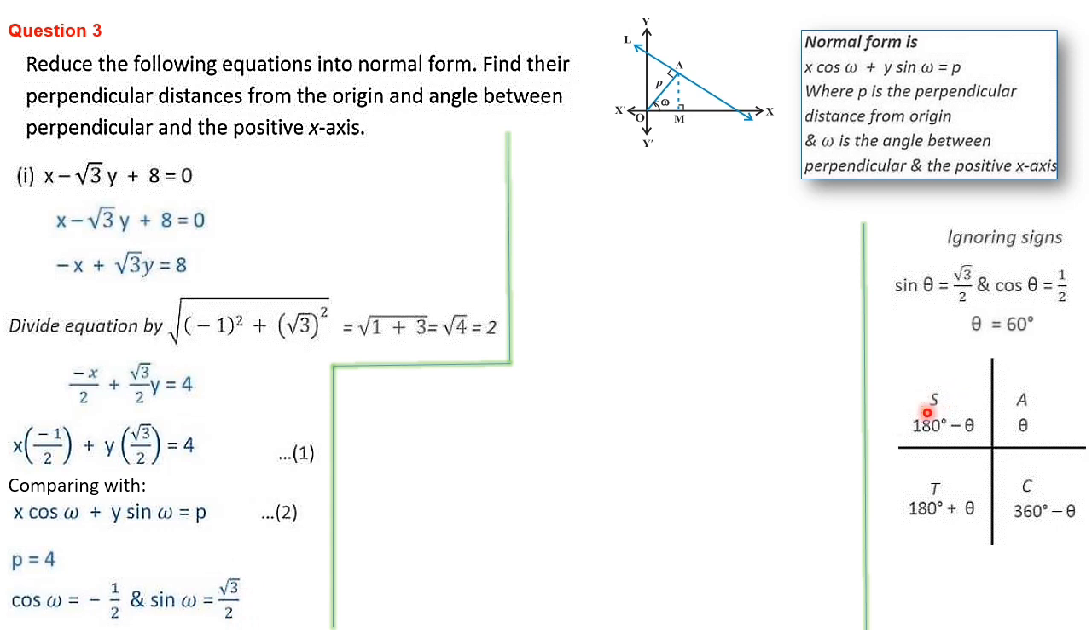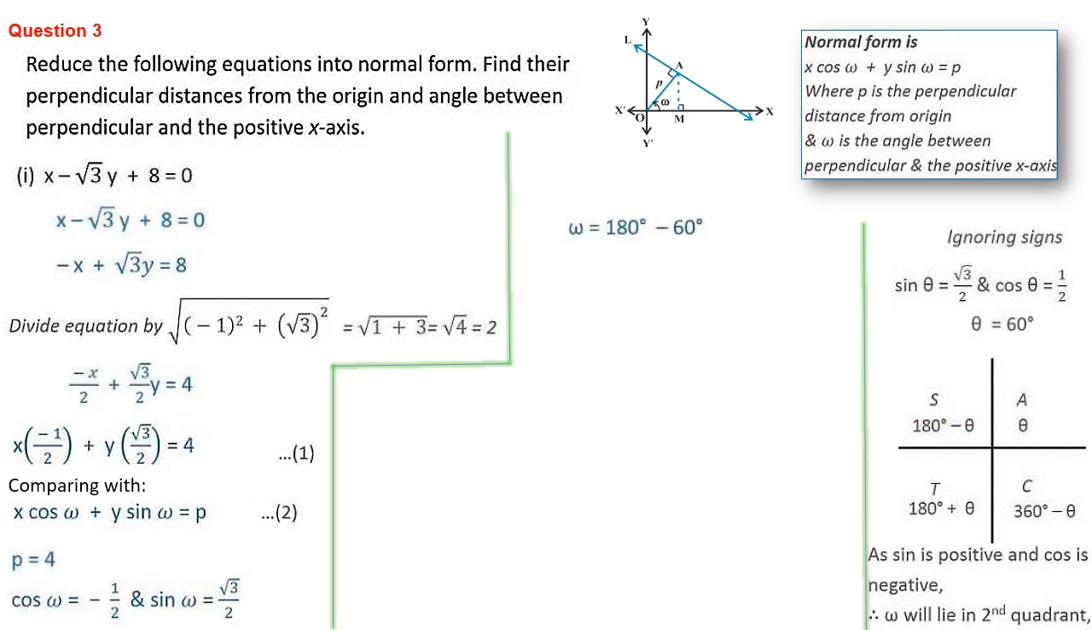Sin is positive in the second quadrant. Here cos is negative, sin is positive. So our theta lies in the second quadrant. It means our omega lies in the second quadrant. Second quadrant means 180 minus theta. See, our angle we have got 60. So since sin is positive and cos is negative, therefore omega will be in the second quadrant, because in the second quadrant only sin positive and cos negative will be coming.